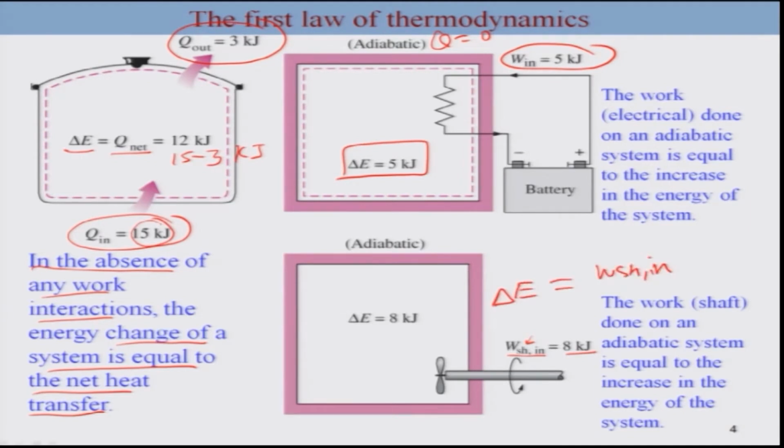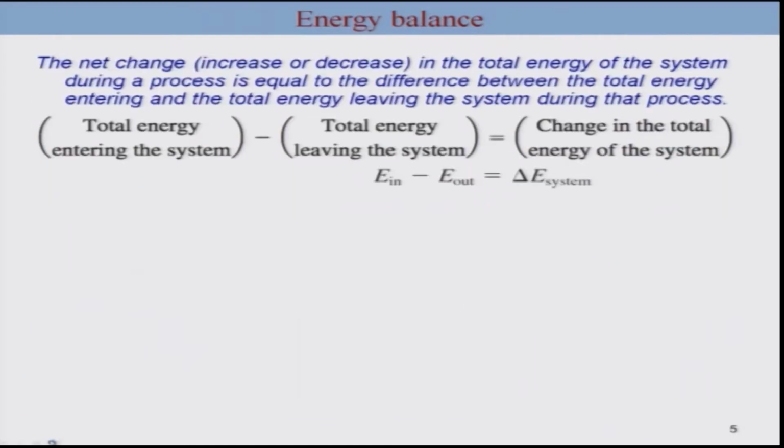The work done on an adiabatic system is equal to the increase in the energy of the system, and for the case of electrical work done on an adiabatic system, it is also equal to the increase in the energy of the system. So we can write a very formal definition of the first law, and that is how we are going to go about it in this course. Here, the total energy entering the system minus the total energy leaving the system should be the change in the total energy of the system.